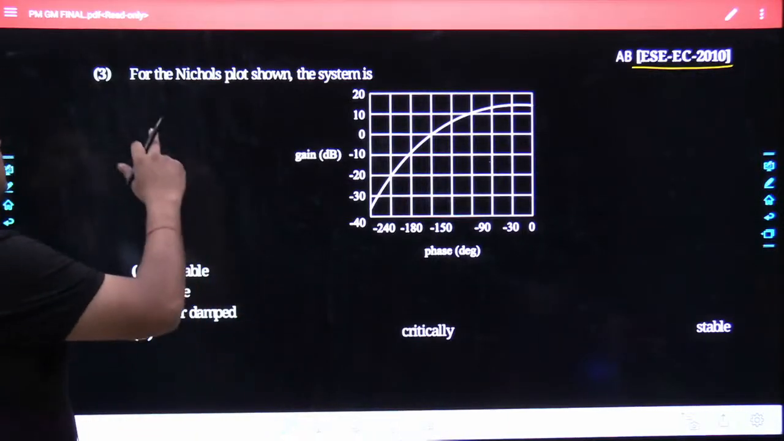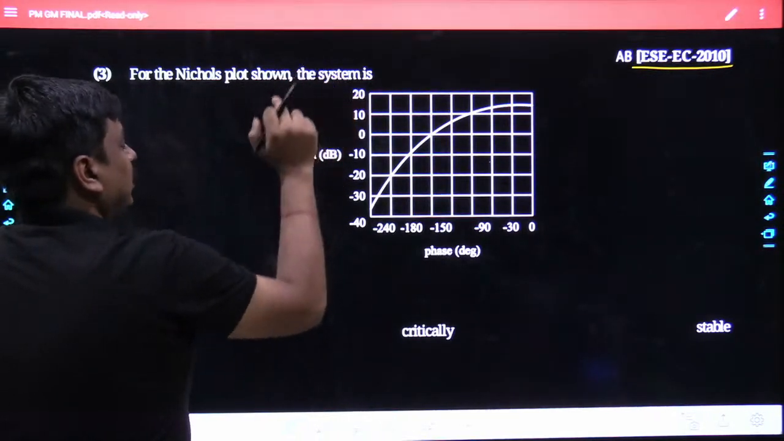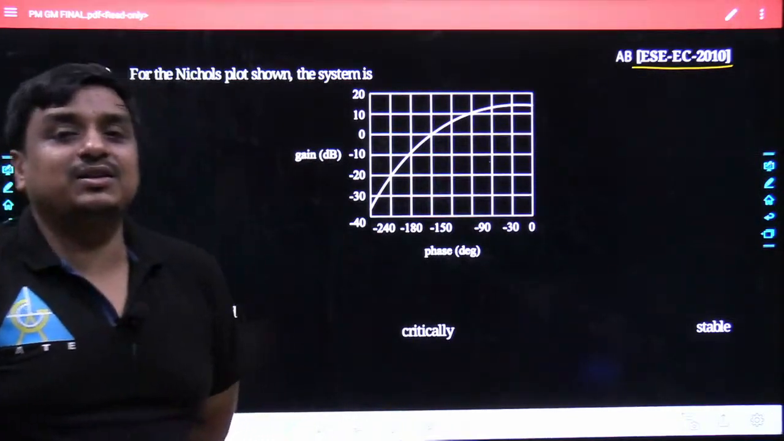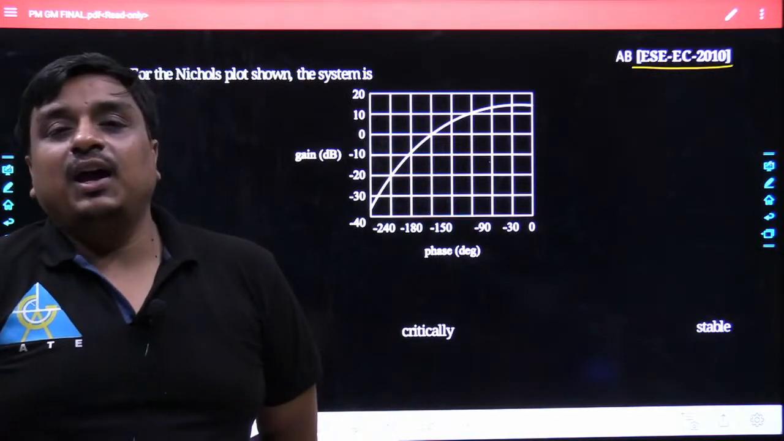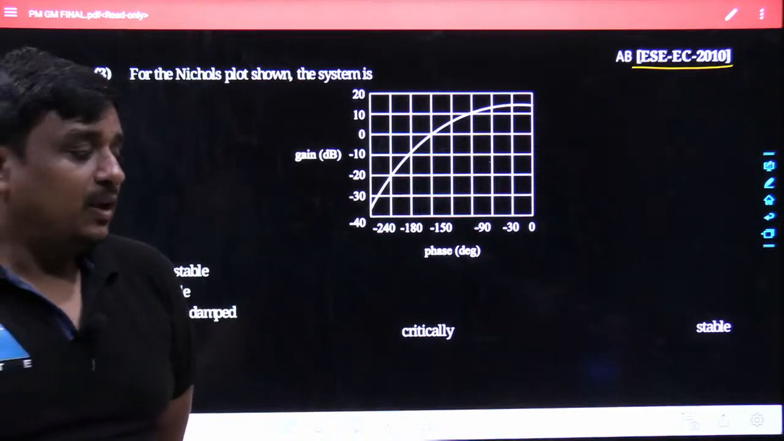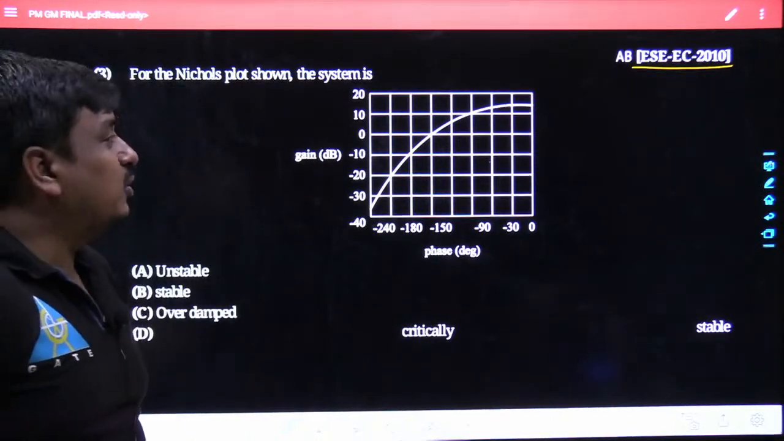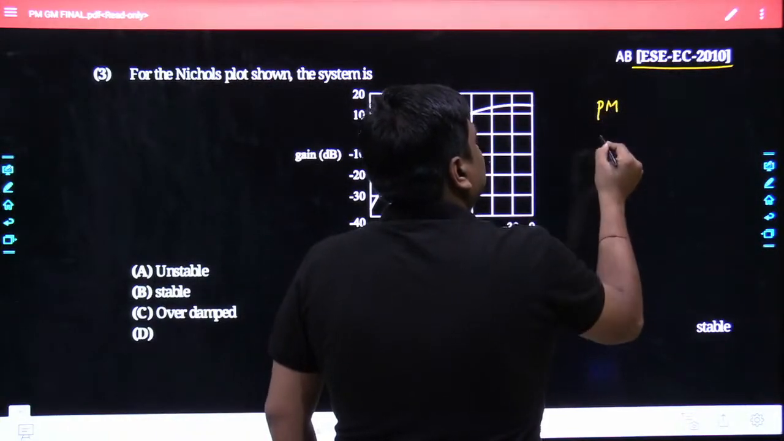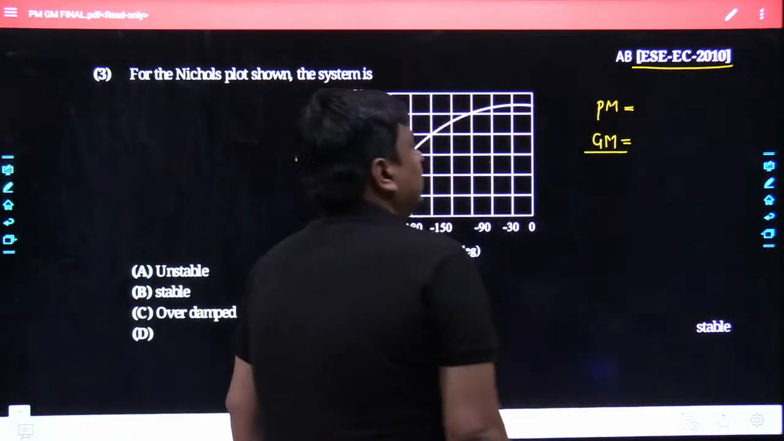See what the problem states. For the Nichols chart plot shown in the system, tell me whether it's a stable system or an unstable system. If the phase margin and gain margin are both positive, definitely it would be a stable system, and if the phase margin and gain margin are negative, definitely it would be an unstable system. Anyways, how are we going to know the value of phase margin and gain margin? I need to focus on the phase margin and gain margin.